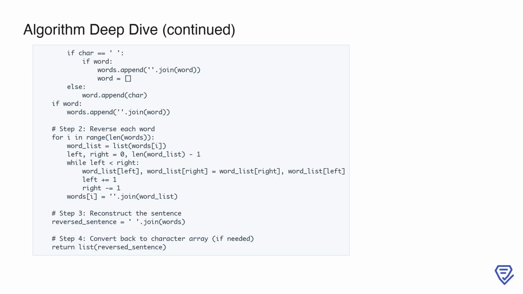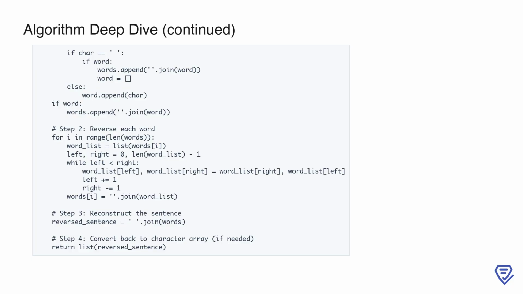Each character is added to a temporary list until a space is encountered, at which point the accumulated characters are joined into a string and appended to the words list. After processing all characters, any remaining characters are added as the final word.